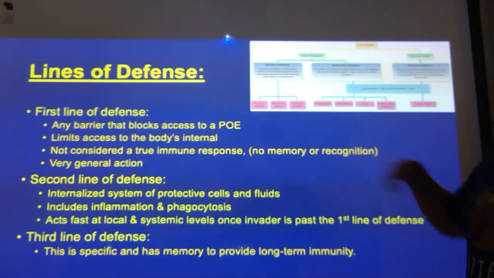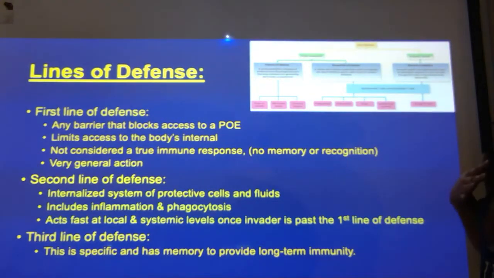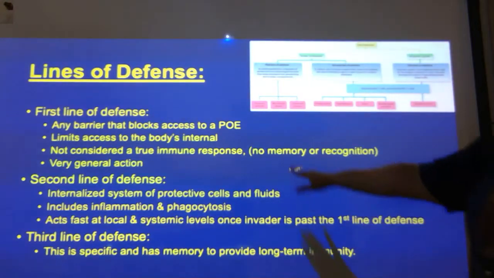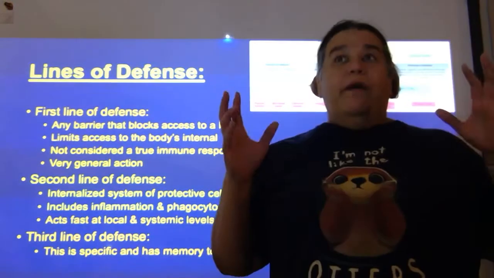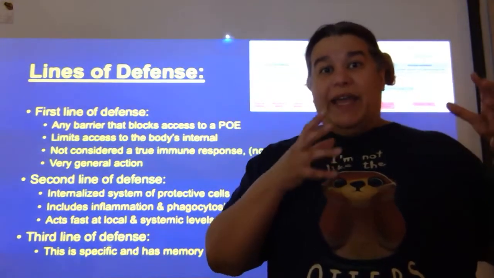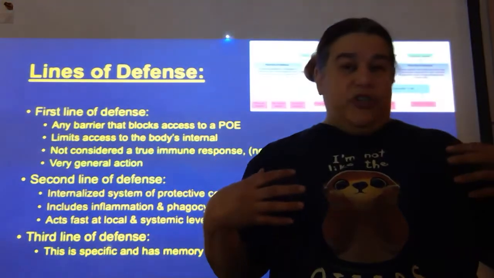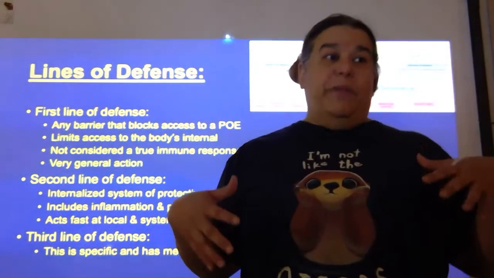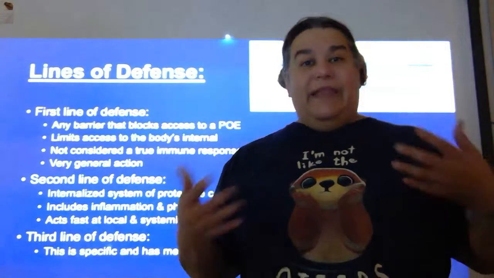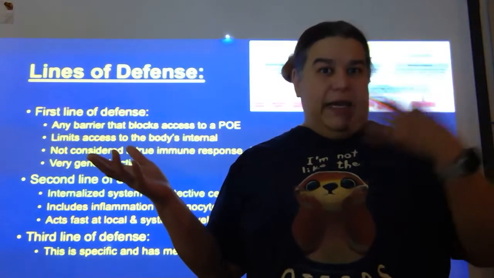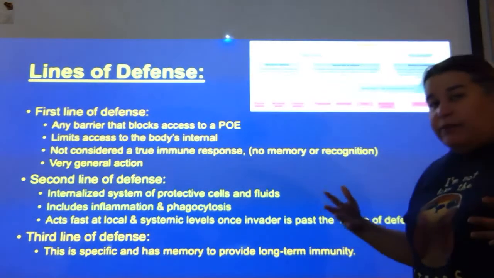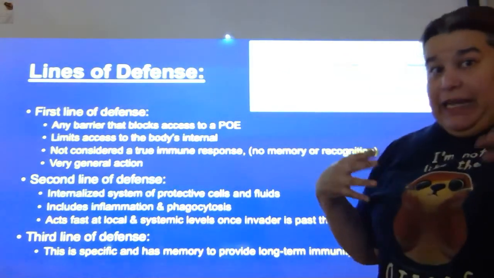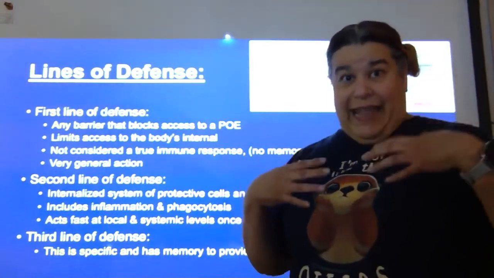First line of defense is pretty much any barrier that blocks access to a portal of entry. POE is just portal of entry. So if you think back to the last chapter, a portal of entry is the specific way that an invader gains access to your body. If you have a part of your body that prevents that from happening, that's actually a defense against infection. It limits access to the body's internal environment. Literally, I'm not letting it get inside so it can't gain access.